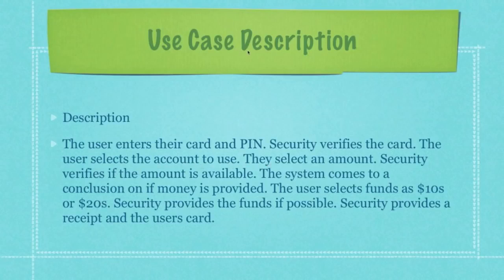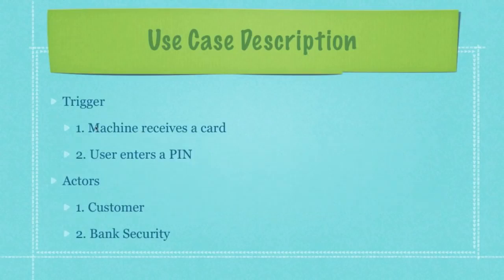Part of what would make a lot of sense to include is a description of the overall system. Then you're going to list a trigger. This is just what is going to happen before your system is triggered, for instance, the machine receives a card or the user enters a PIN. You technically don't even need that part because the system automatically starts as soon as a card goes into it. That is what is called the trigger.